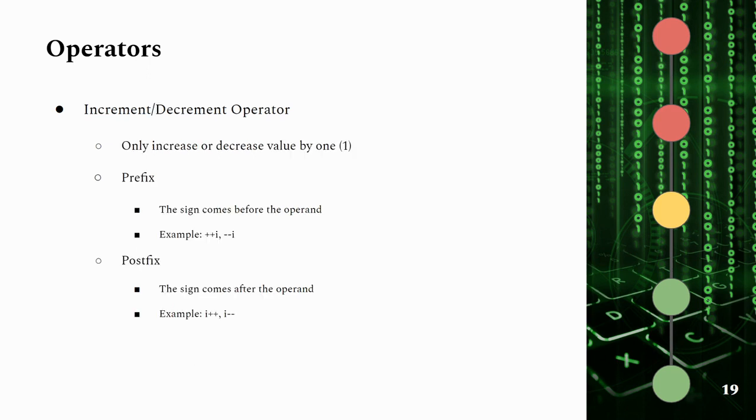Next up are the increment and decrement operators. The increment and decrement operators use only one operand, so they are unary operators. What do they do? They only increase or decrease a value by 1.